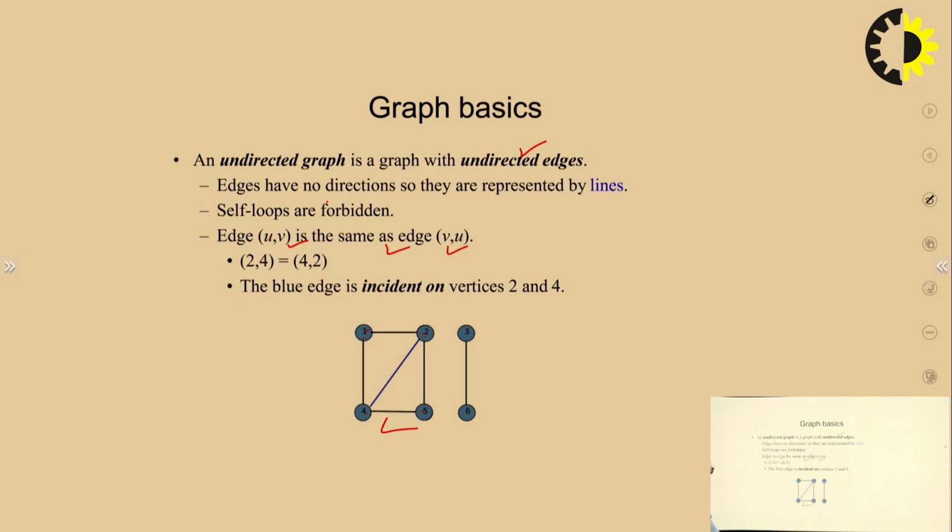What is an undirected graph? One which has undirected edges. When we have undirected edges, it means we have connectivity from 1 to 2 as well as from 2 to 1. Whether you write AB or BA, both represent the same edge. So ordered pairs are not there. If there is one pair AB, then it is assumed that BA is also there. This is our undirected graph.